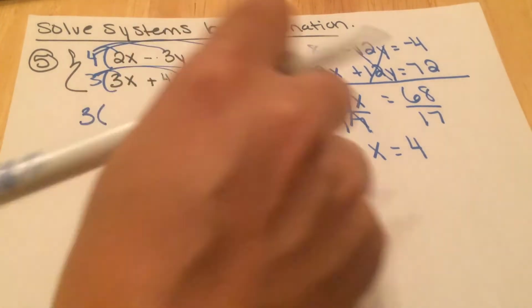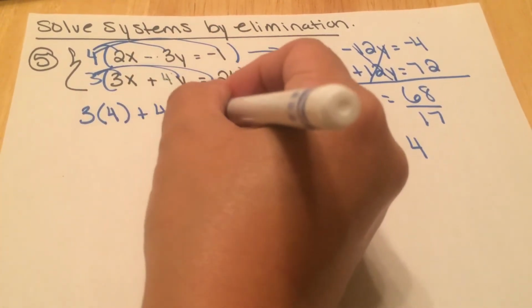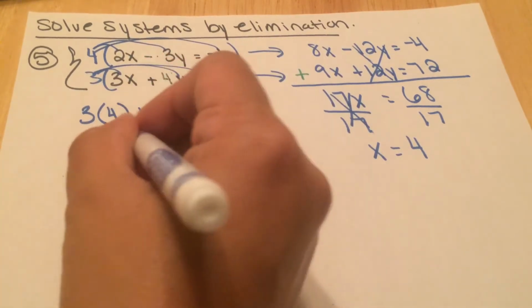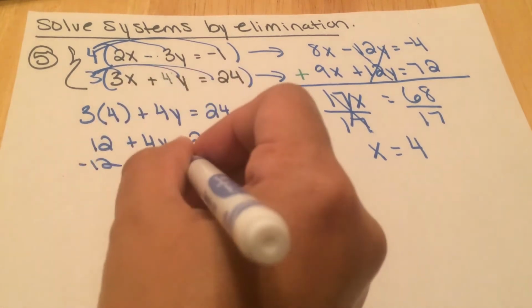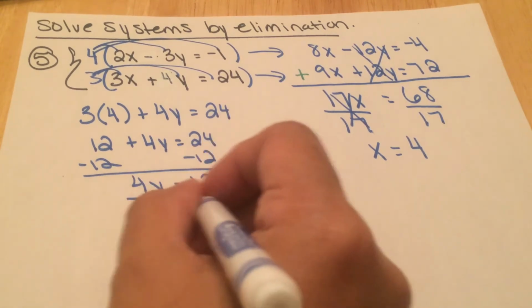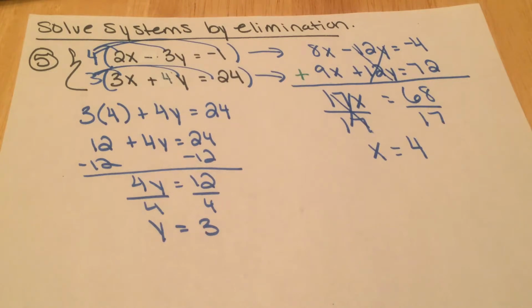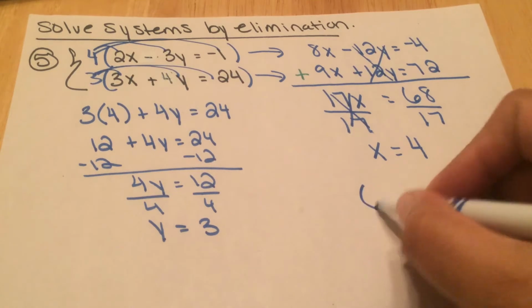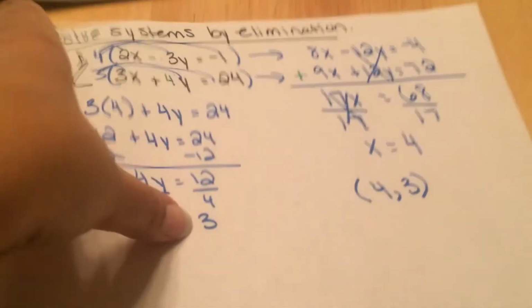So 3 times 4 plus 4y equals 24. So 12 plus 4y is equal to 24. Just do a little bit of algebra here, and we end up with y being equal to 3. But again, we're not done yet. How do I make this an ordered pair? Well, it's going to be (4, 3). And now we're done.